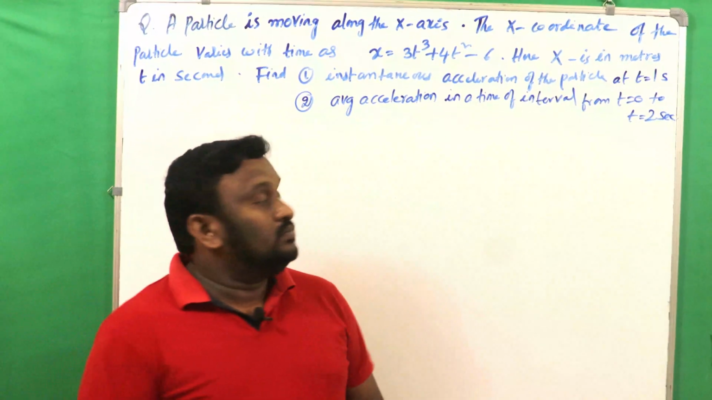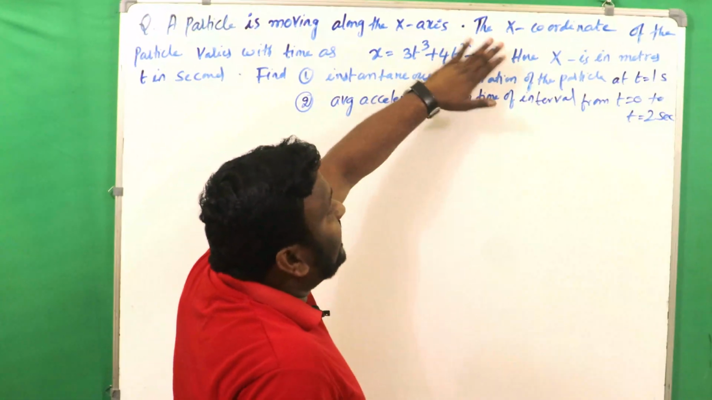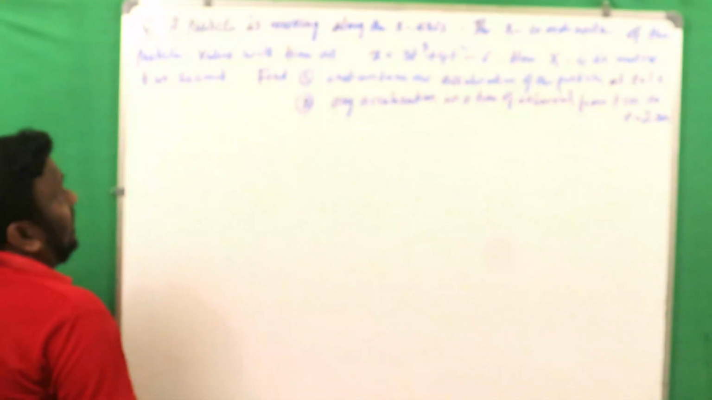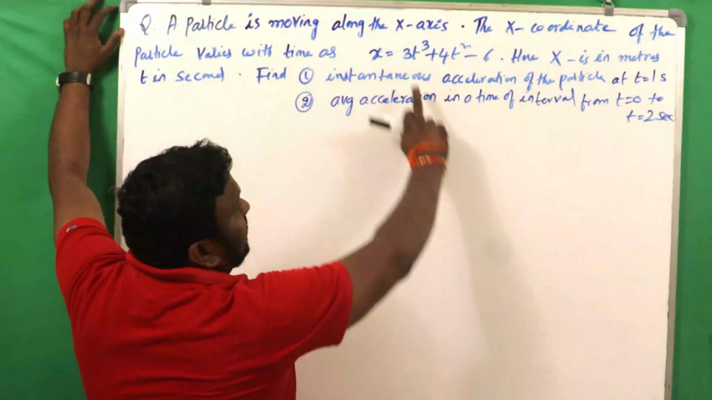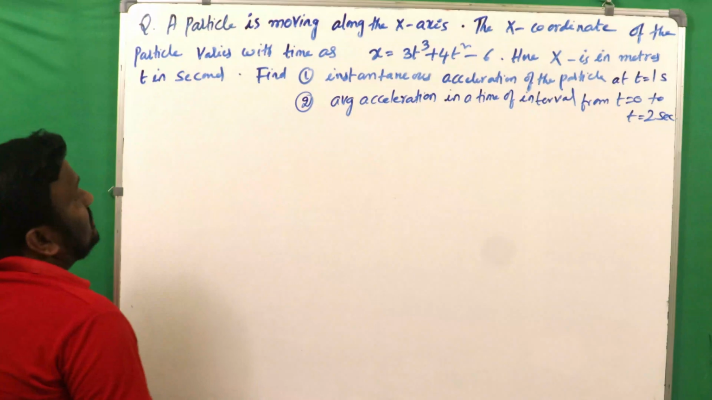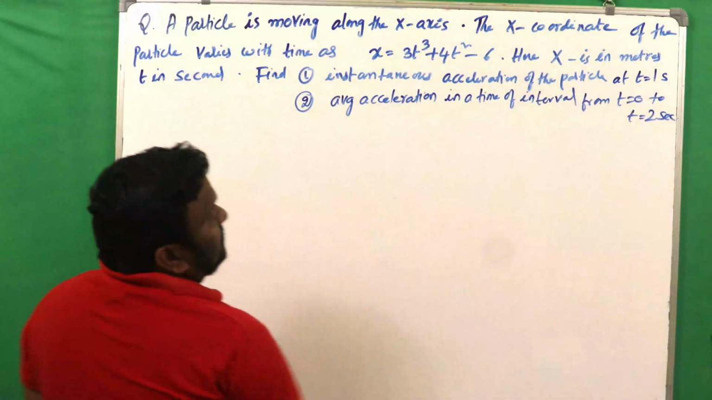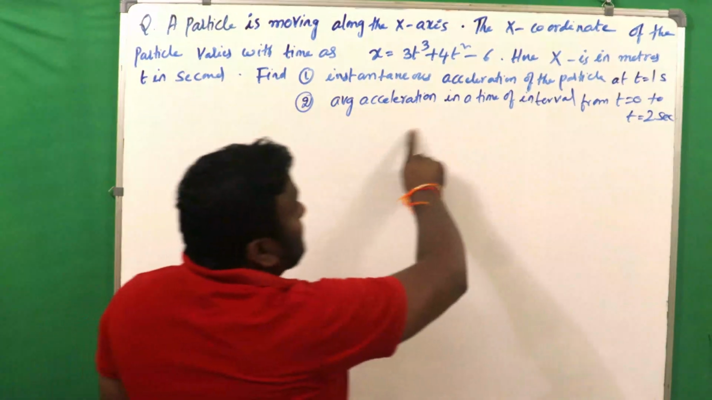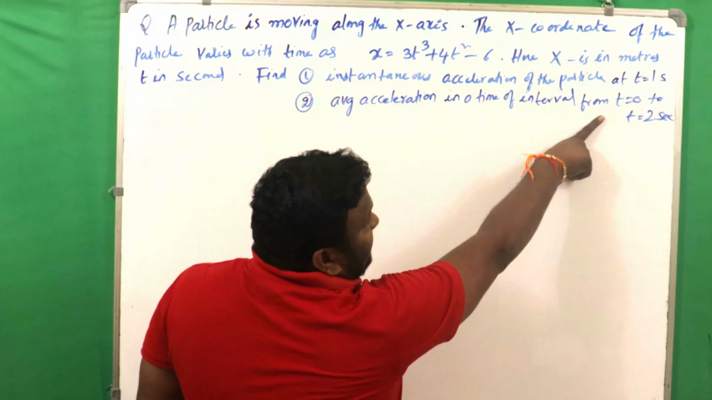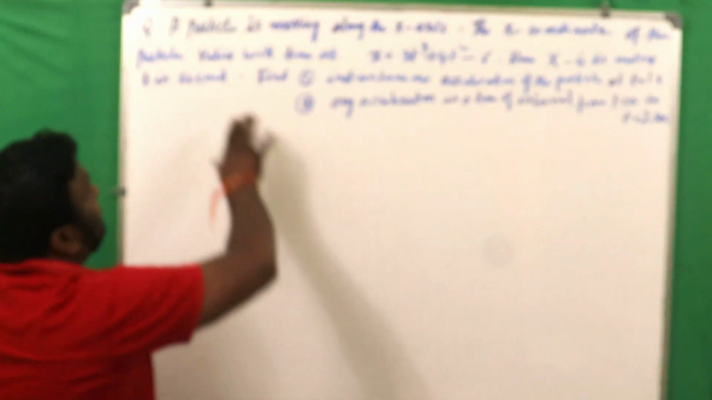Let's see another problem. A particle is moving along the x-axis. The x-coordinate of the particle varies with time as x is equal to 3t cube plus 4t square minus 6, where x is in meters and t in seconds. Find the instantaneous acceleration of the particle at t equal to 0 and t equal to 1 second, and the average acceleration in the time interval from t equal to 0 seconds to t equal to 2 seconds. So what was given? A particle is moving along the x-axis.